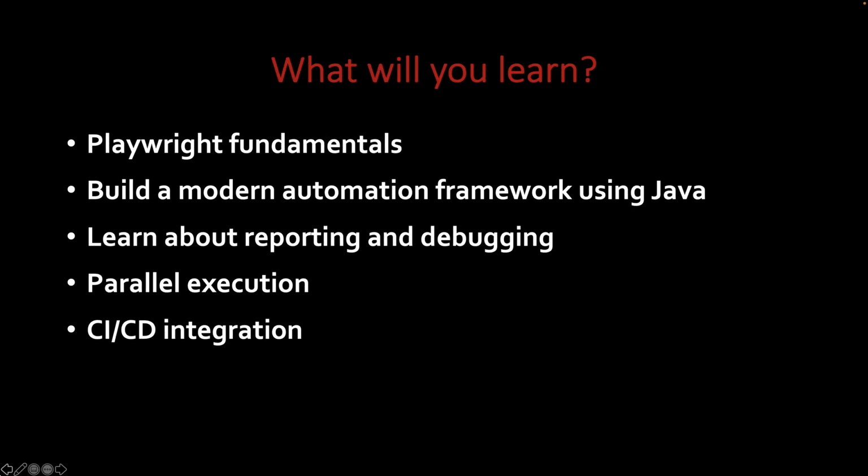Let's see what you will learn in this course. We will start by exploring the main concepts and features behind Playwright. We will progressively build up to develop a modern automation framework that uses Playwright, Java, JUnit 5 and Maven. After this, we will talk about debugging and reporting capabilities offered by Playwright. Next, we will learn how to achieve parallel execution for our tests. Last but not least, we will integrate our framework with different CI/CD tools.